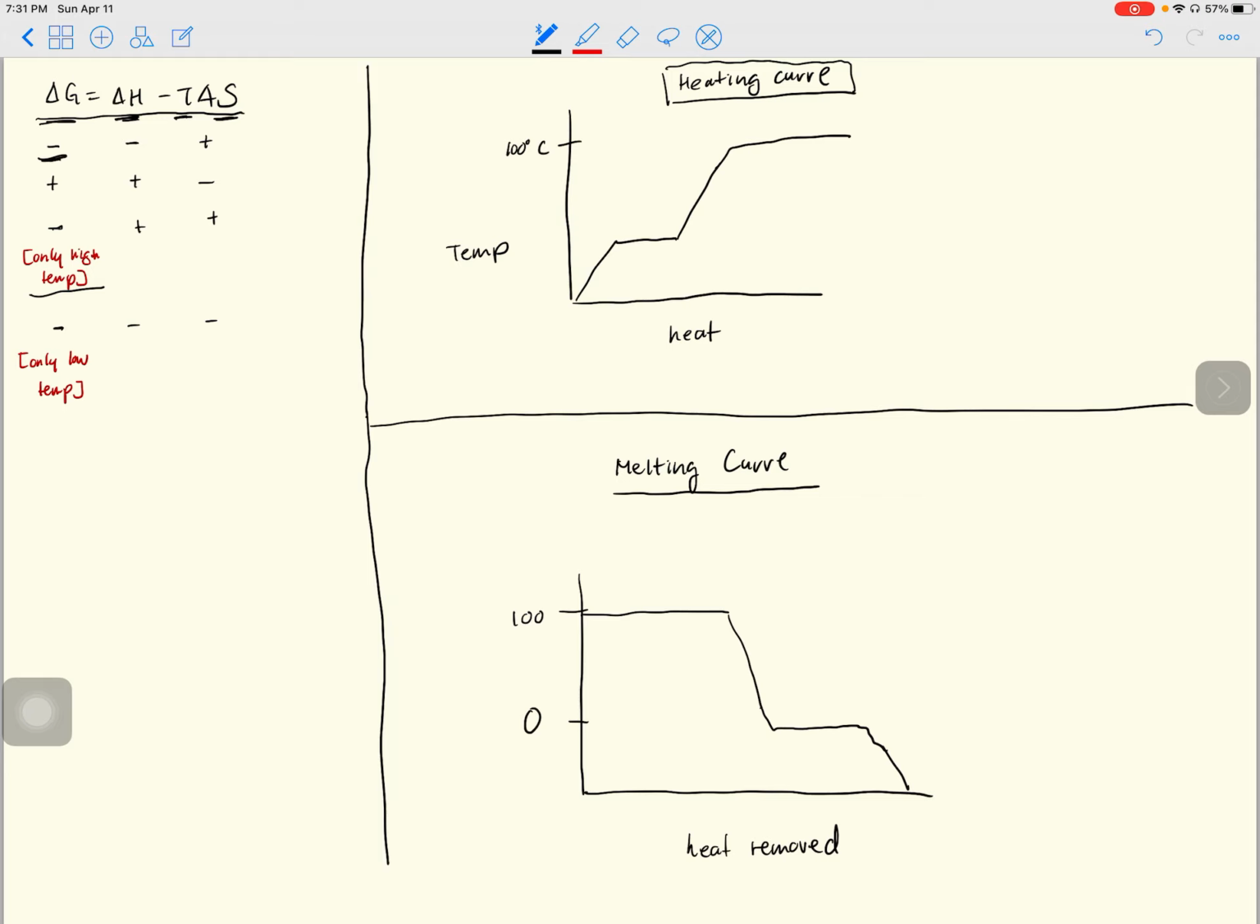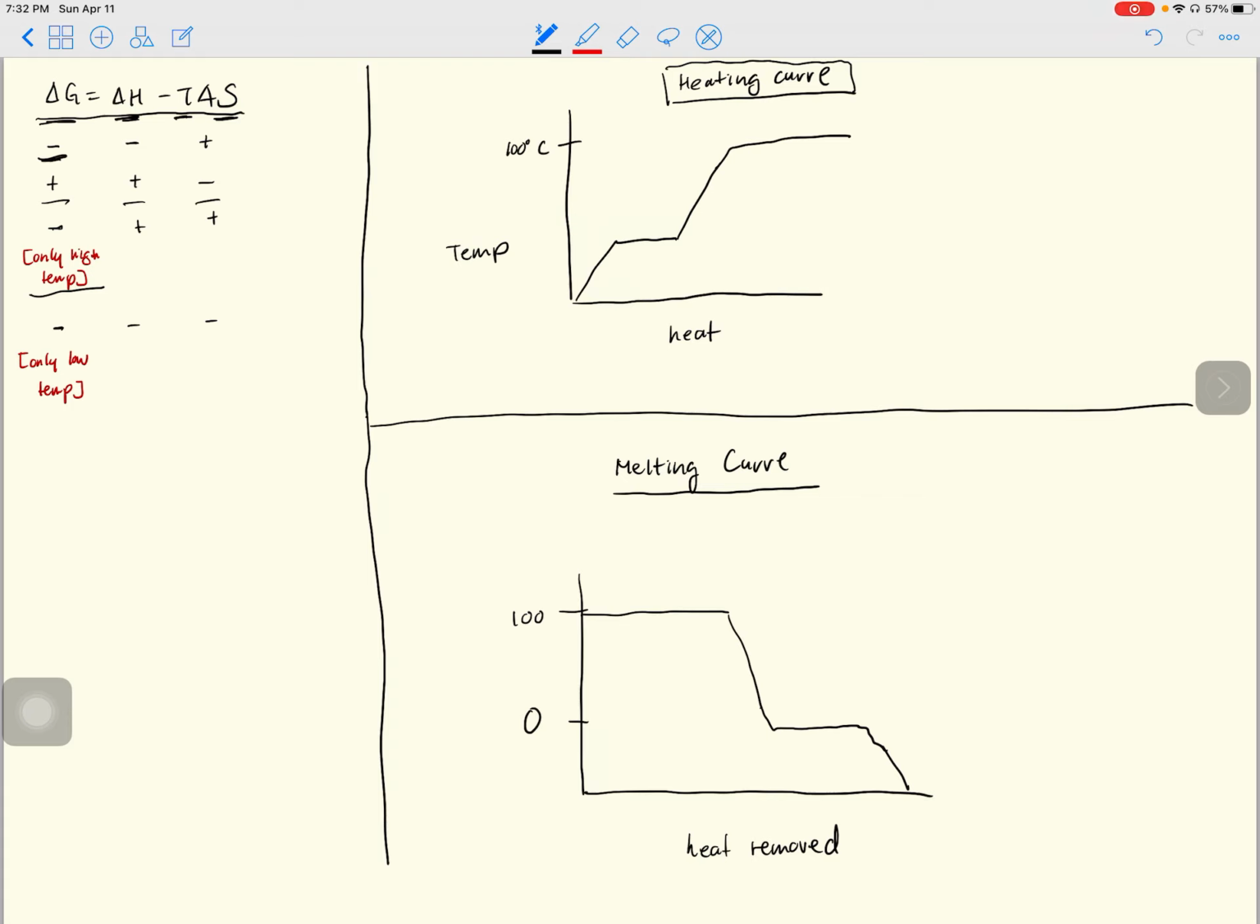And that comes from when delta H is negative. When heat leaves the system, it makes the overall system more stable. And delta S is positive from the second law of thermodynamics, where entropy continues to increase. And obviously, when you flip all the signs, plus, plus, minus, plus, plus, minus, this is when it's non-spontaneous at all temperatures.